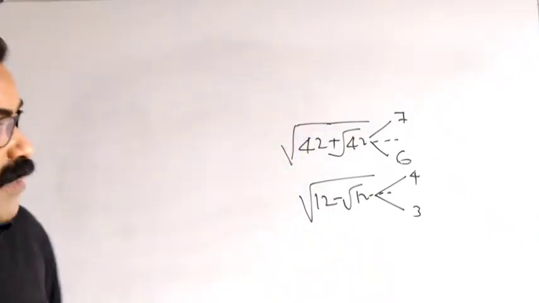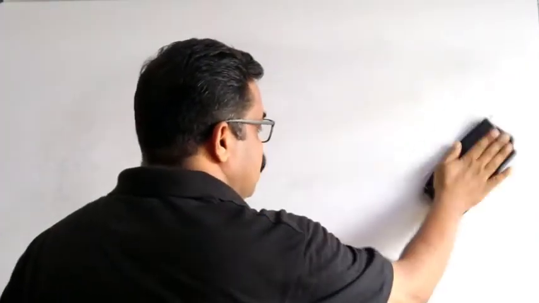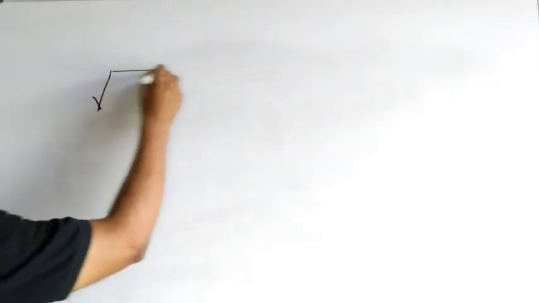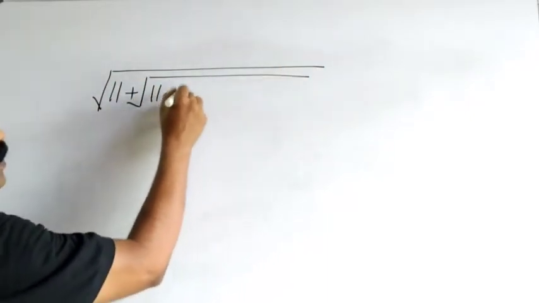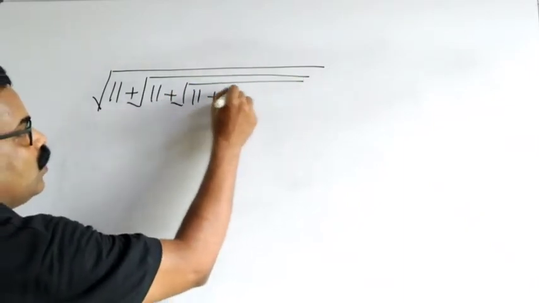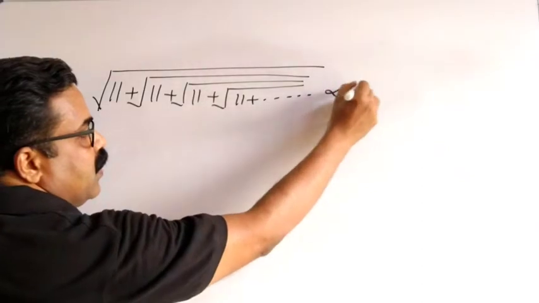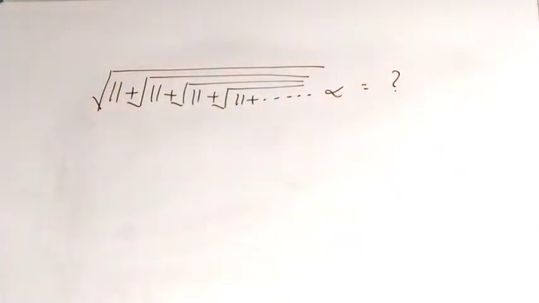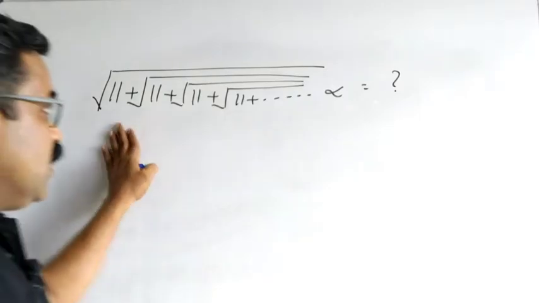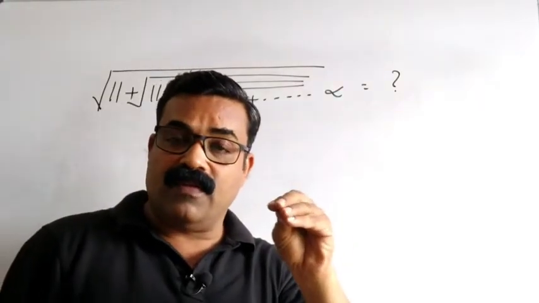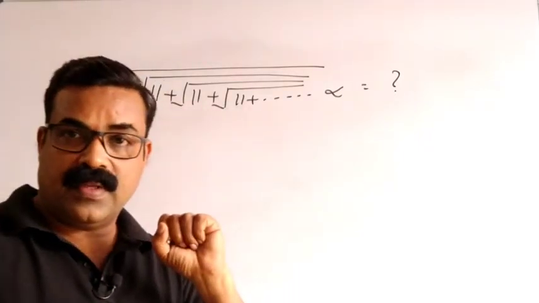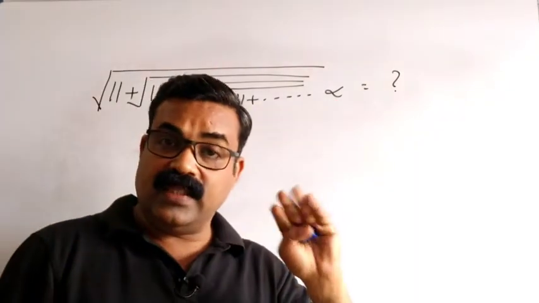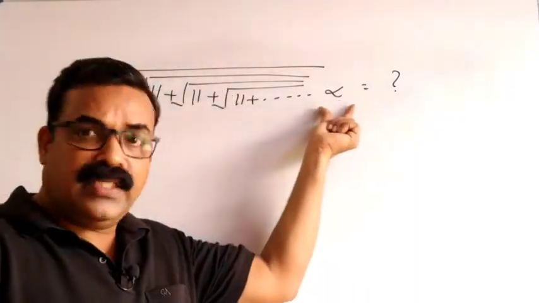Let us solve with one example. A question is asked like this: root 11 plus root 11 plus root 11 plus root 11 plus up to infinity is equal to what? Understand this question very clearly. It is the same question we did in the previous question also. Instead of 42, the number is 11 here, and the series is up to infinity.